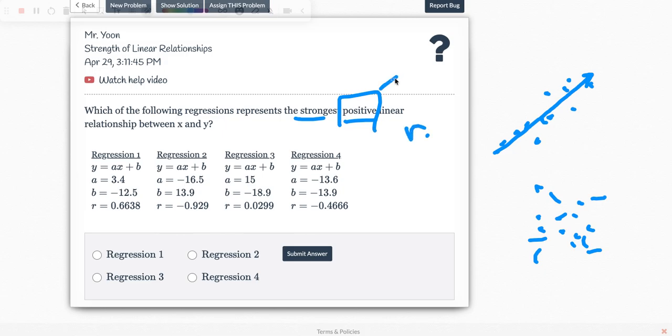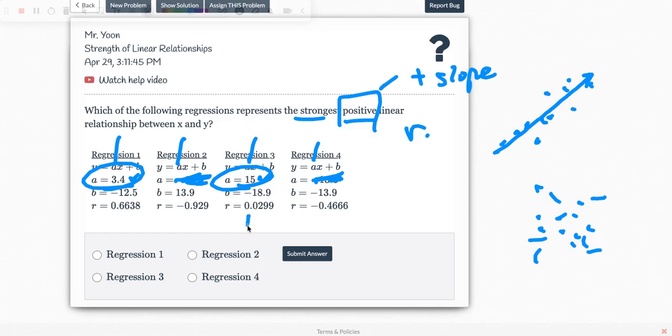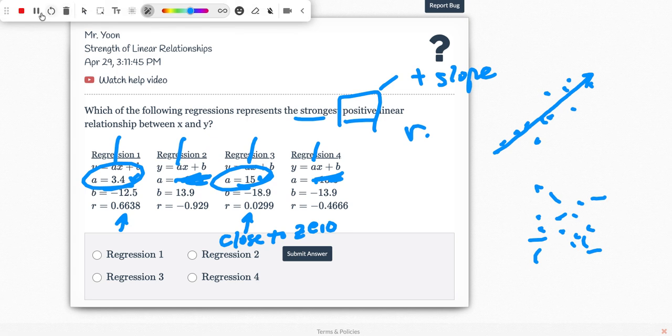Well, positive means positive slope. And remember, for these, A is the slope. I know we used to talk about M, but A is the slope. So this is positive, so that's a choice. This is negative, so we don't want that. That's positive, and that's negative, so we don't want that. So it's between this one and this one. Now, which one has the better R value? Oh my gosh, this is close to 0. That sucks. This is better. So this is our winner.